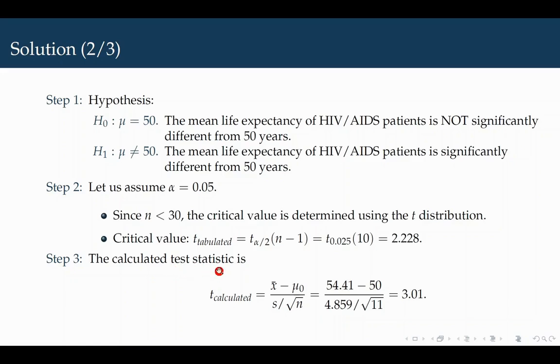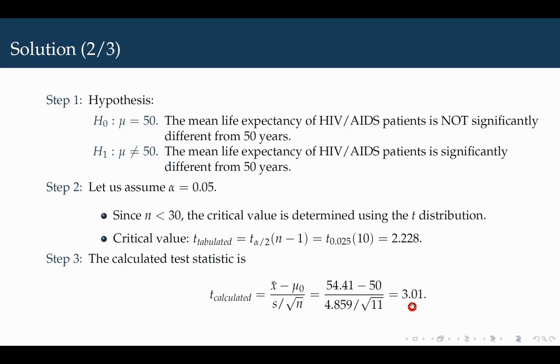The test statistic is also based on a T distribution. So the calculated value of the test statistic is the sample mean minus the assumed value under the null hypothesis, which is 50, divided by the sample standard deviation divided by root n. We already obtained the sample mean as 54.41, minus 50, the assumed value under the null hypothesis, divided by the sample standard deviation 4.859 divided by root of the sample size, that is 11. So this becomes 3.01.